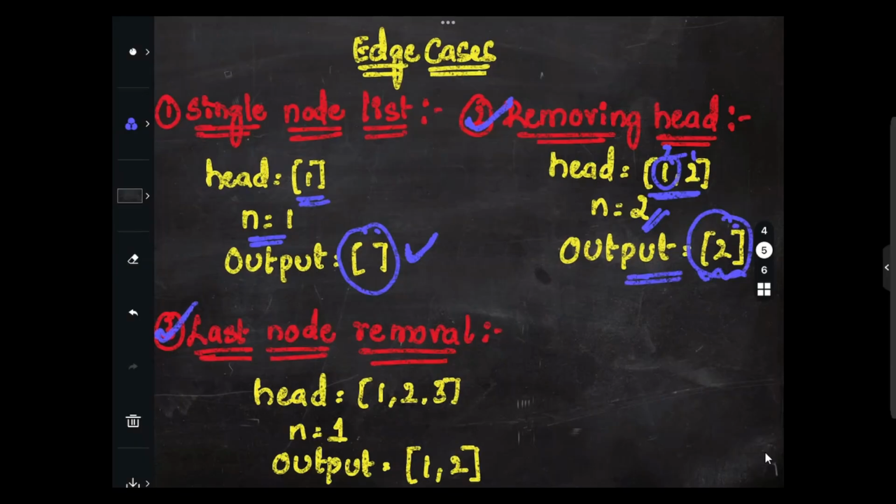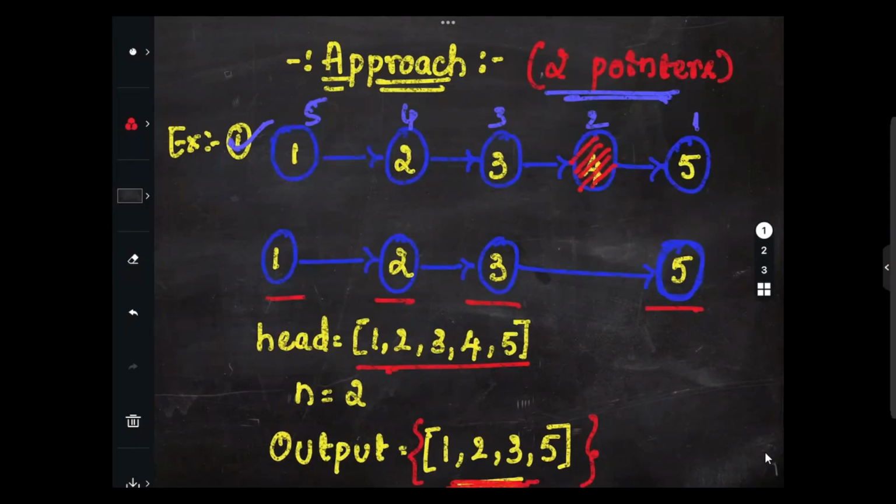Let's move on with the third edge case here, last node removal. We have been given 3 nodes here, 1 2 3, n equals 1. From the end we are removing, we will remove this one, right? We will remove the element 3. When we remove the element 3, it becomes 1 comma 2. That's what we need to return in the form of output, right? First edge case is for the single node list, second edge case is for removing head, third edge case is for the last node removal. These are the three edge cases that we need to keep in mind.